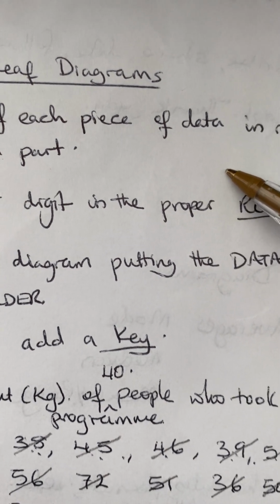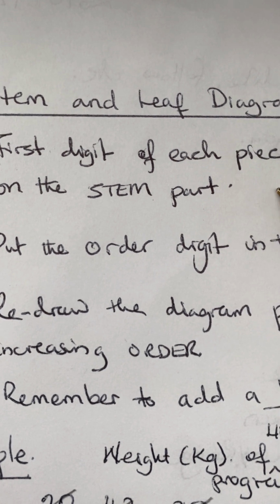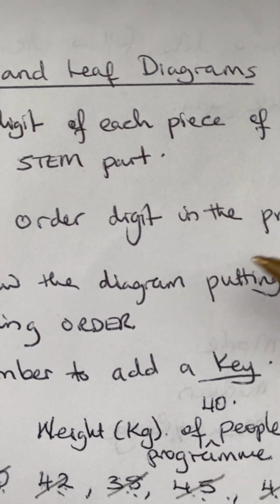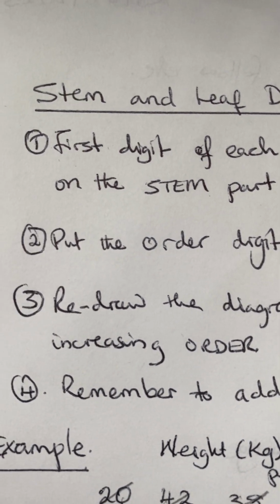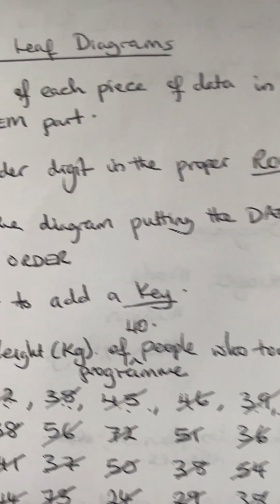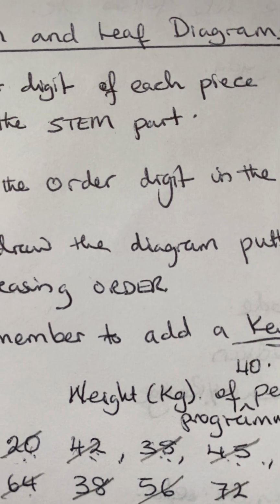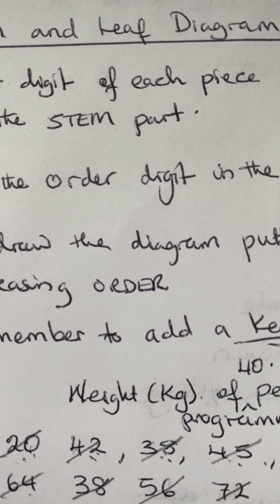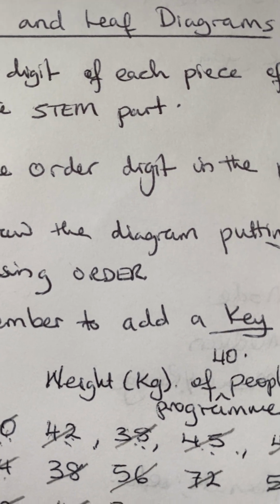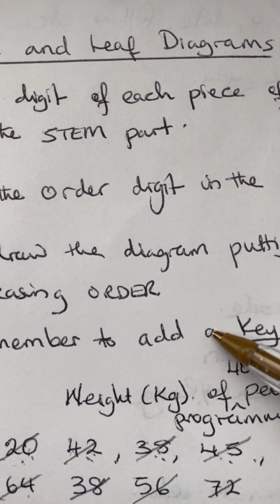of each piece of data is placed in numerical order on the stem. So if you have 29, your 2 goes on the stem, and then your 9 goes on the leaf, but you have to leave a key. Put the other digits in the proper row. So if you have 29, put it where the 2 is. Don't put it where the 3 is, because when you put it where the 3 is, it means it's a 39.